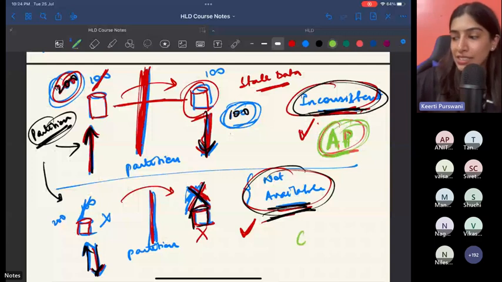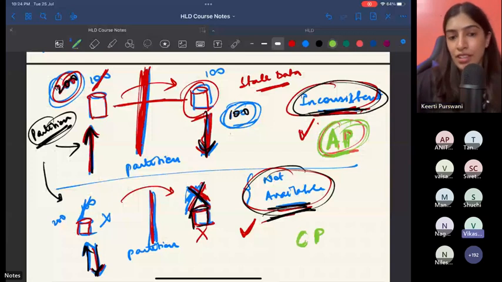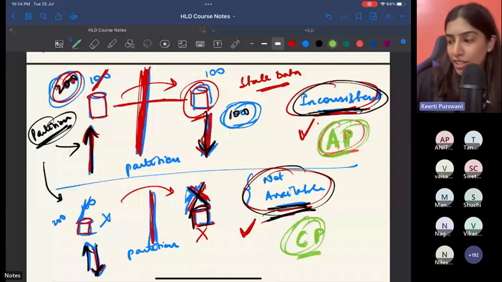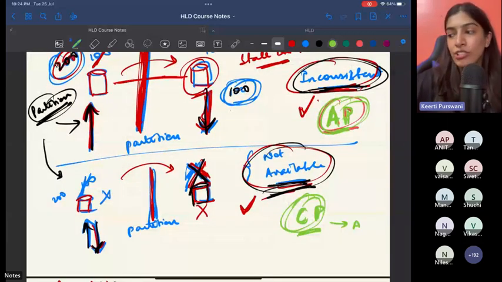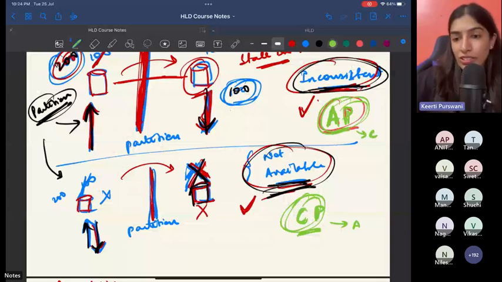Over here, our system is consistent and it is partition tolerant, so it is a CP system. What has gone for a toss here? Availability has gone for a toss. Over here, what has gone for a toss? Consistency has gone for a toss. Correct? So AP is possible, CP is possible. There are three things, so there are three combinations.